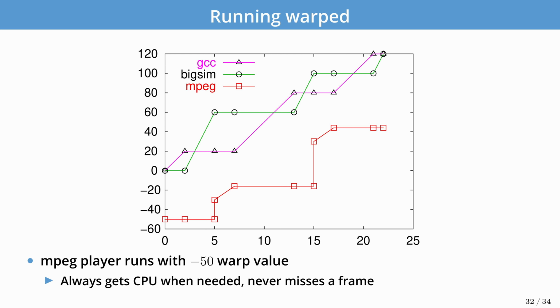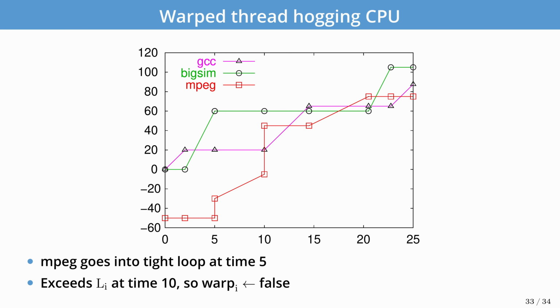The nice thing here is this MPEG player is acting as a real-time task. It's processing a frame of video, it sleeps for a period of time, and then it wakes up to process another frame of video, and it's given this high priority thanks to the warp value, so it's able to immediately process that frame and then return control of the CPU back to other tasks. This way, it's not going to miss any frame, and it's going to continue to be able to meet the deadlines for the video processing as long as the system overall is not exhausted with real-time tasks.